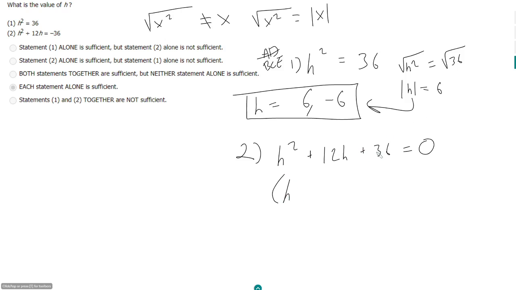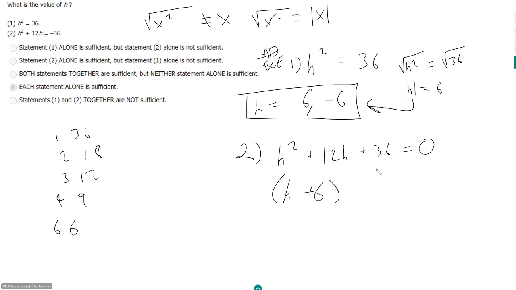I need two things that multiply to 36 and sum to 12. 9 and 4? No. What do I get? 1 and 36, 2 and 18, 3 and 12, 4 and 9. Is this not going to factor? 6 and 6. There we go.